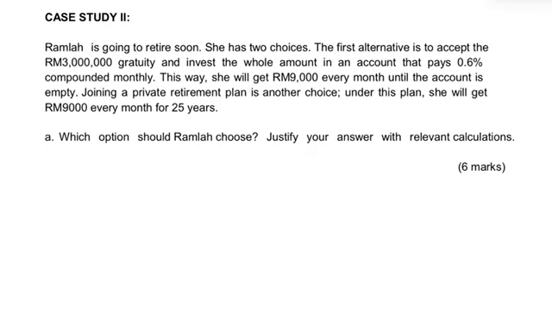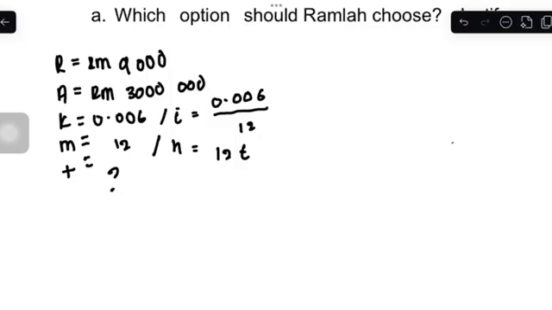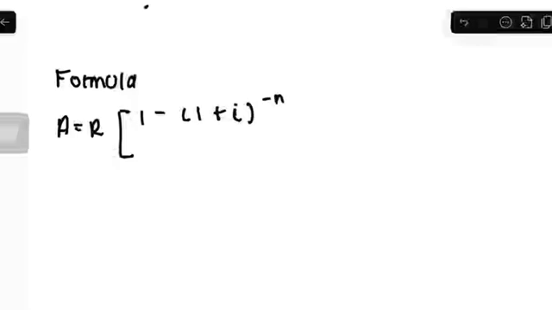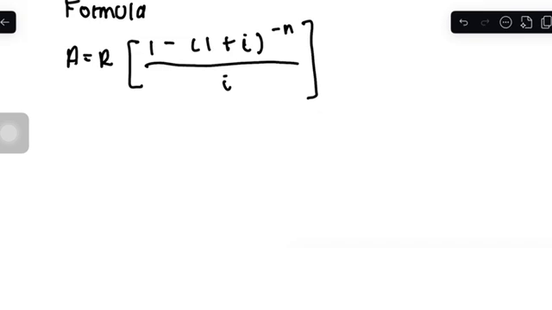Okay, now let's move to case study 2. The question asks which option should Ramla choose. Justify your answer with relevant calculation. So this is the information given for the question. Now this is the formula we are going to use: A equals R [1 minus (1 + i)^(-n)] divided by i. Okay, so this is the working step, one by one.